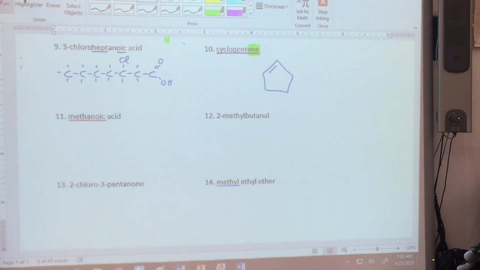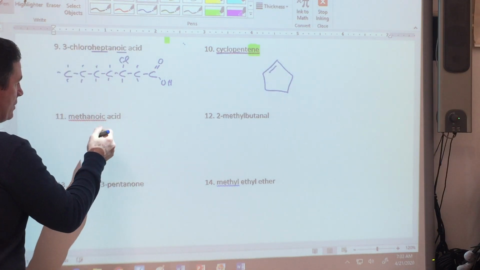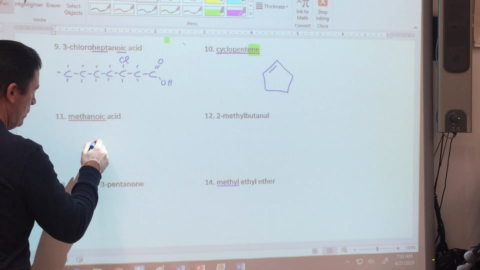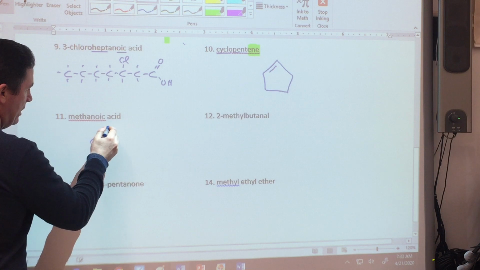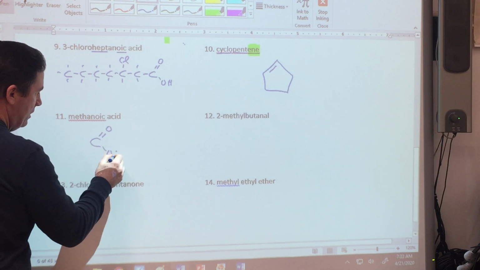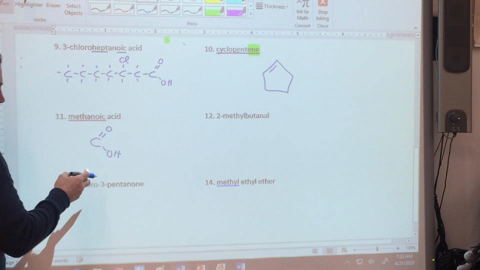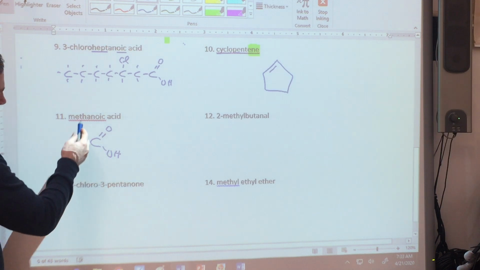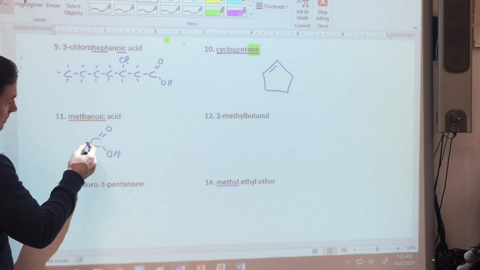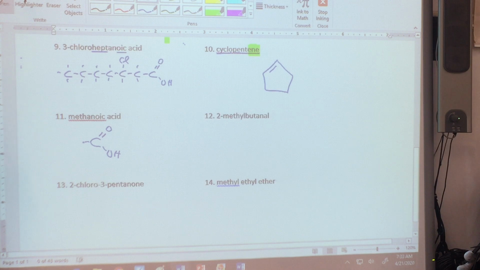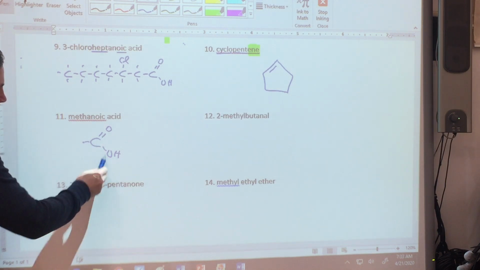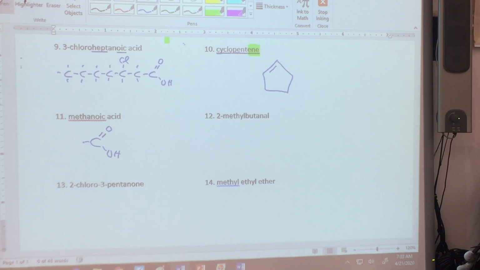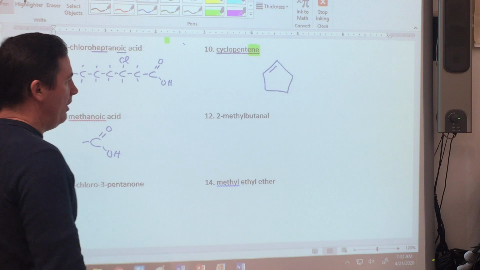All right, number 11, methanoic acid. Meth is 1 carbon, and oic acid means that it's got the carboxylic acid group, and since it's only methane, I'm done. As long as this carbon has 4 bonds, 1, 2, 3, 4, and it does. So there's methanoic acid.